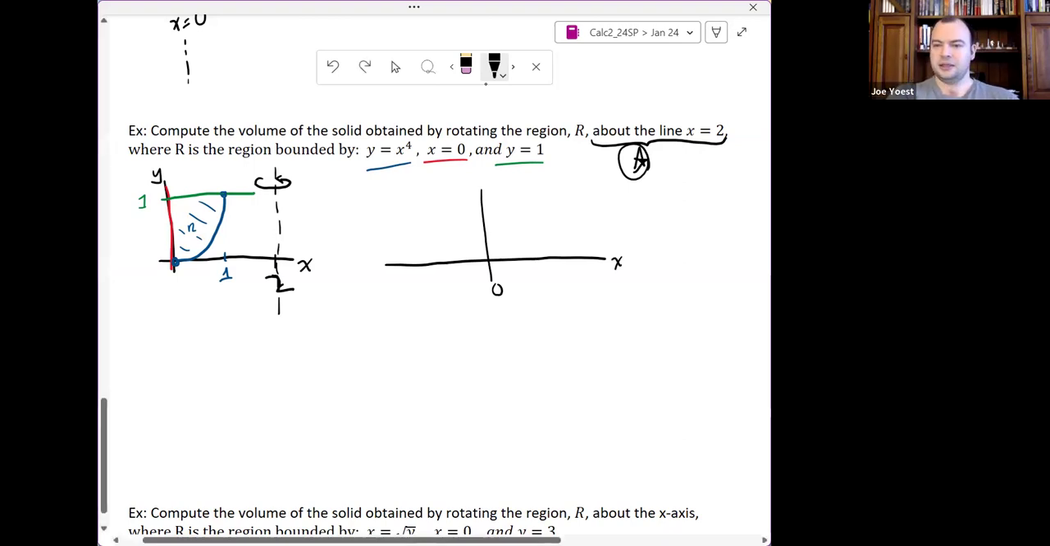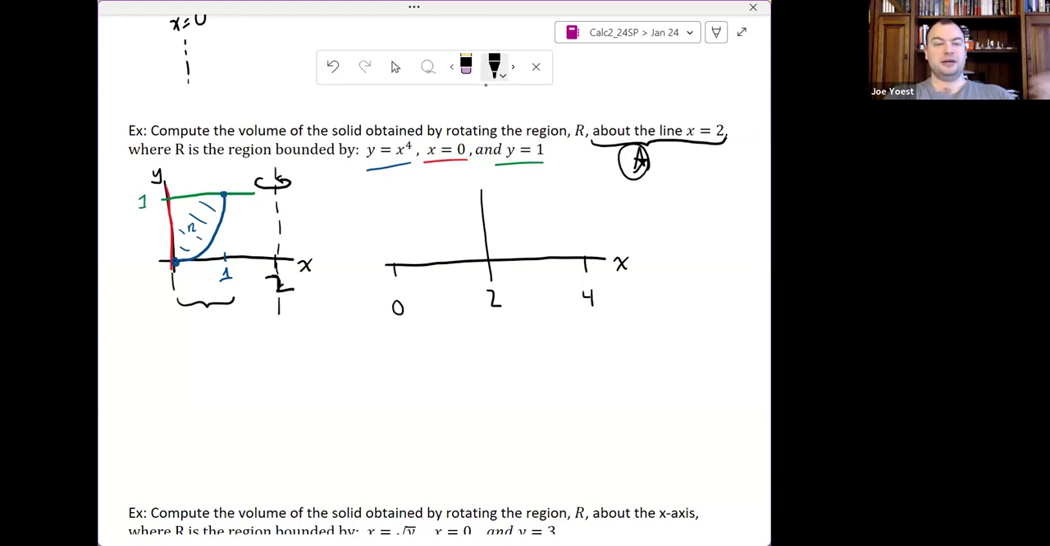I want this to be 2, the axis of rotation. This will be 0, and this will be 4. Okay, so I see going from 0 to 1 on the left-hand side is where my region is going to be living.